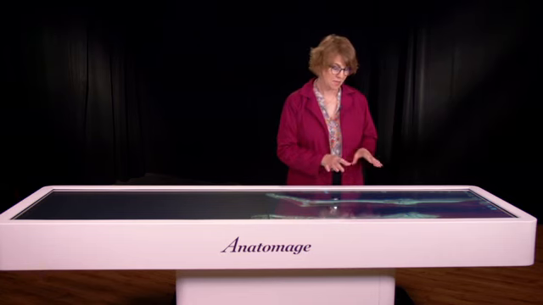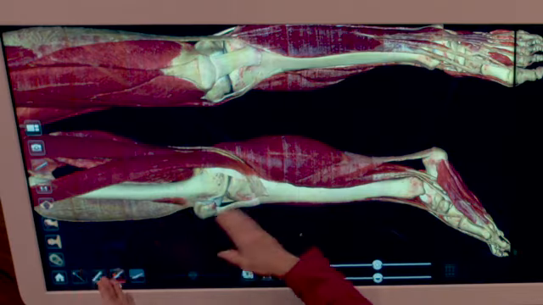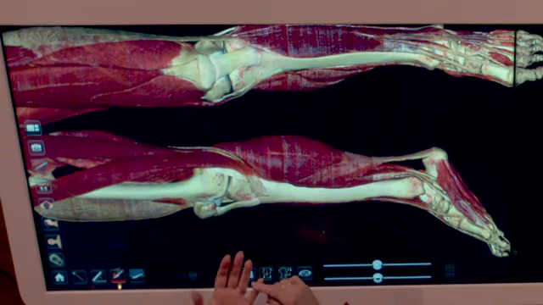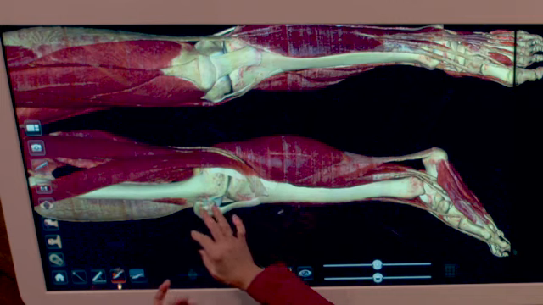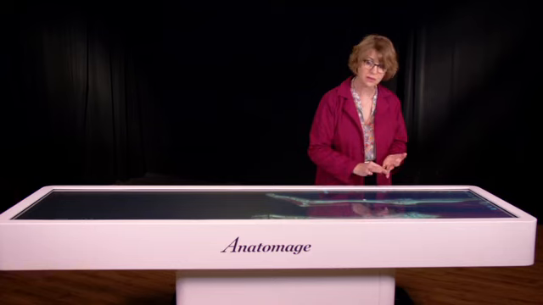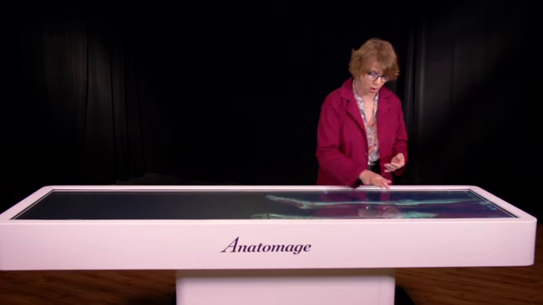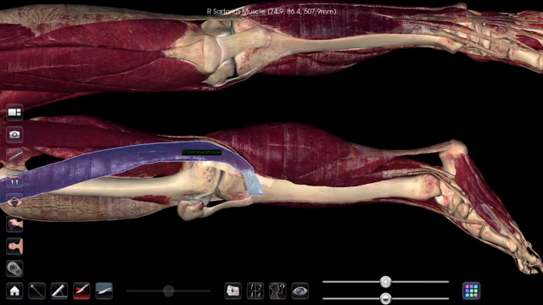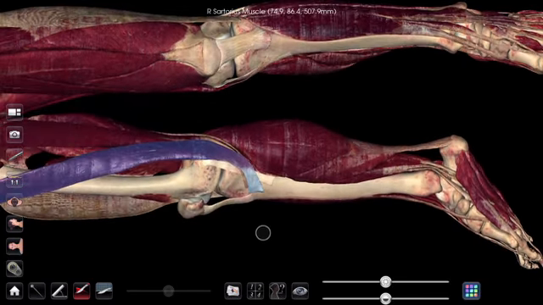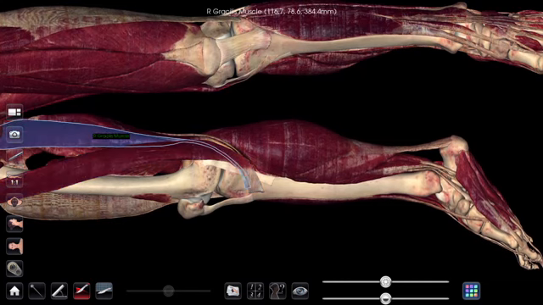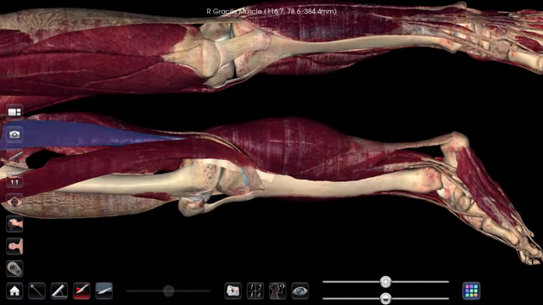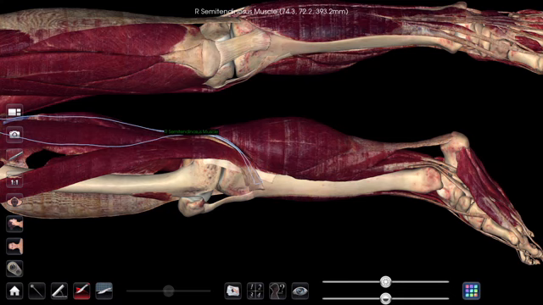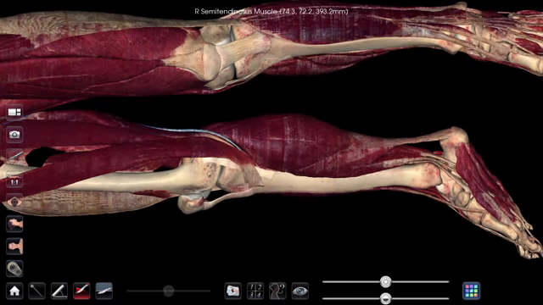If we focus in on the pes anserine region, remember with regard to the thigh, that's a place where one muscle of the anterior compartment, a muscle of the medial compartment, and a muscle of the posterior compartment all converge. We see sartorius and gracilis and semitendinosus from the posterior compartment, all converging at the medial tibia.